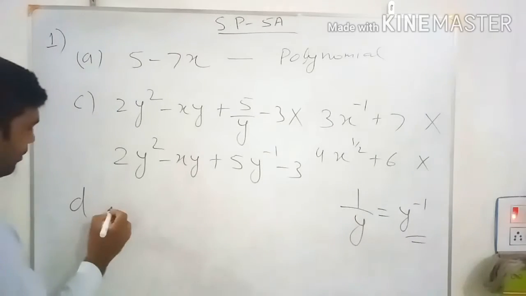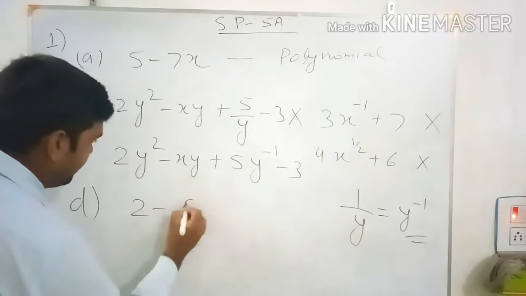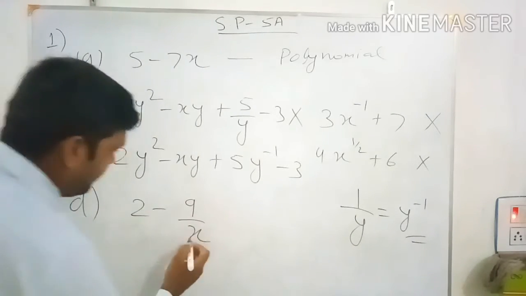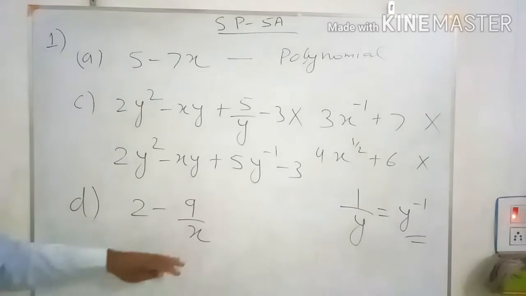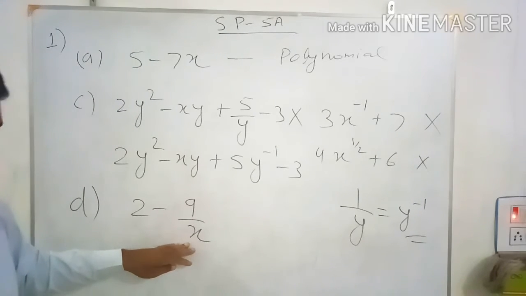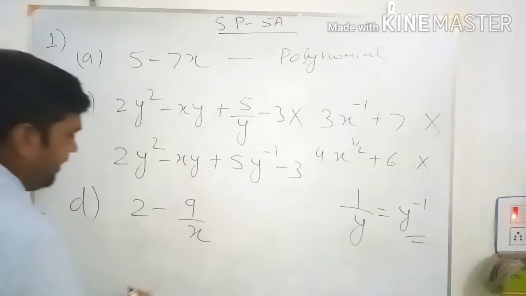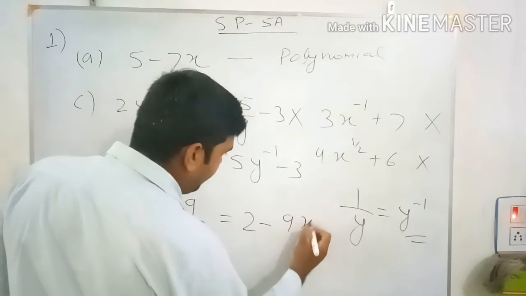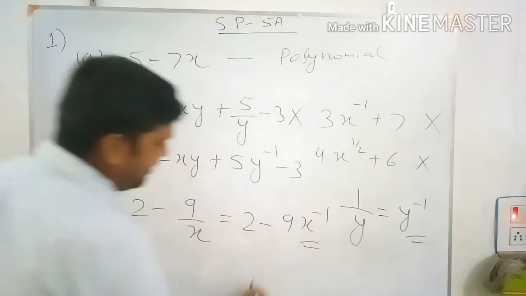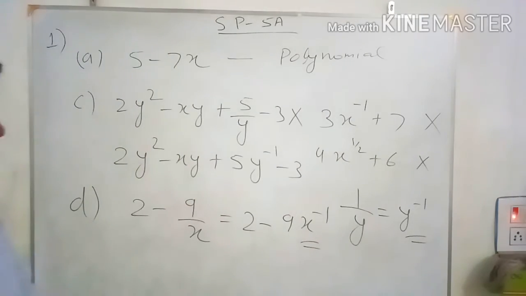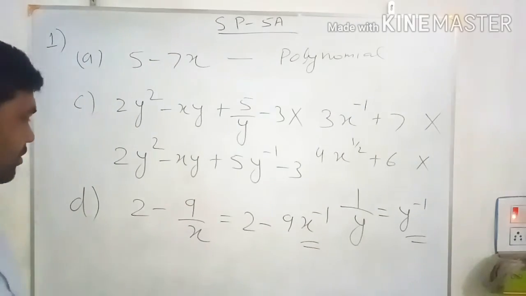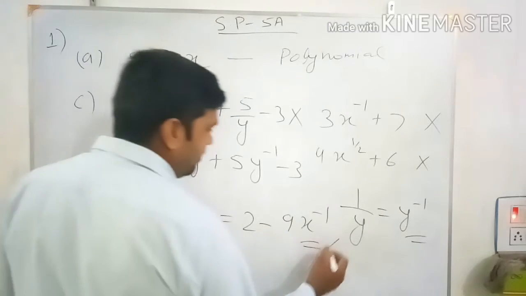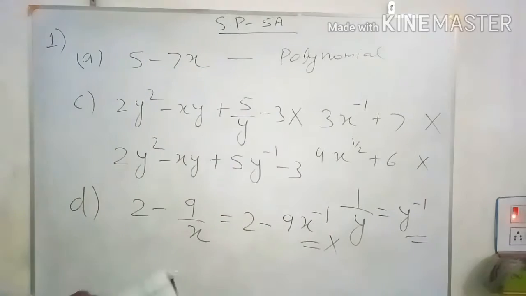Now D, 2 minus 9 by x. D is also not a polynomial. Here the variable is in the denominator, so the degree of x is a negative integer. This can be written as 2 minus 9 into x to the power minus 1. Since the degree of the variable x is minus 1, a negative integer, this is not a polynomial.